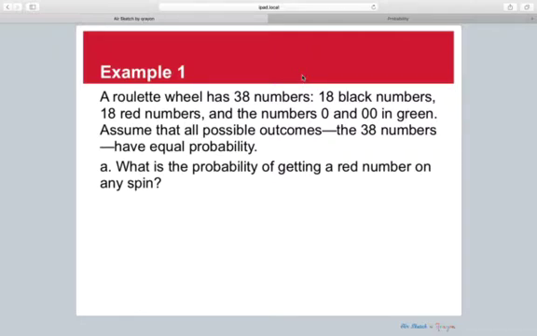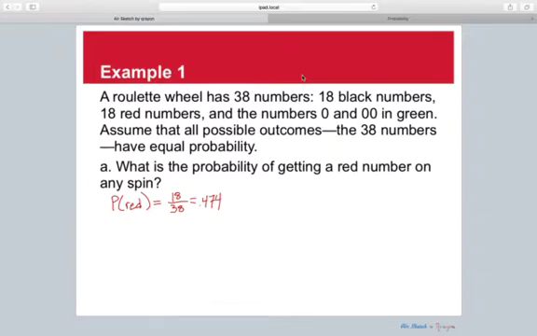So let's do example 1. A roulette wheel has 38 numbers, 18 black numbers, 18 red, and the numbers 0 and 00 are in green. Assume that all possible outcomes, the 38 numbers, have an equal probability. What is the probability of getting a red number on any spin? Probability of red, well, we said that there are 38 total tiles and 18 of them are red. And so if we actually divide that out, it's going to come out to 0.474. So the probability of red is 0.474.